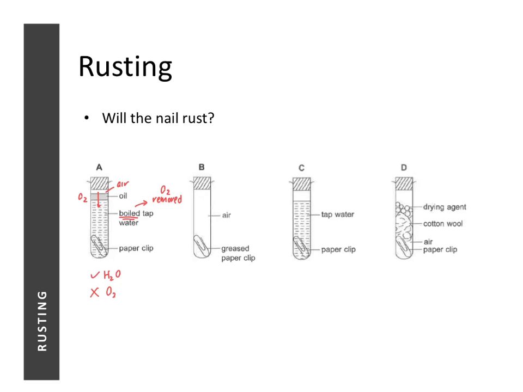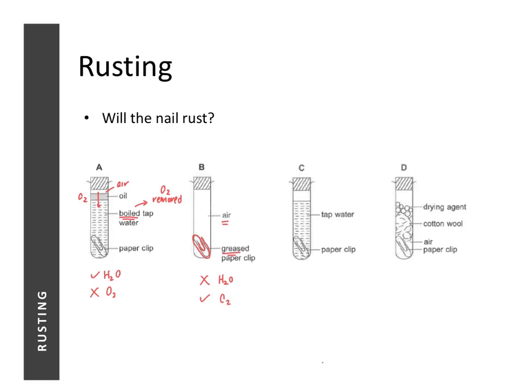Okay, let's look at B. Now in B, we have air. Okay, so in air we have oxygen. Do we have water? We have no water present. Okay, actually it's not very clear. It's not mentioned whether the air is completely dry, but in this case, what makes me even more sure that rusting will not occur is that you have a greased paper clip. Alright, so what happens is that there's a layer of oil on your paper clip, and this oil will prevent any moisture or water from coming in contact with the iron.